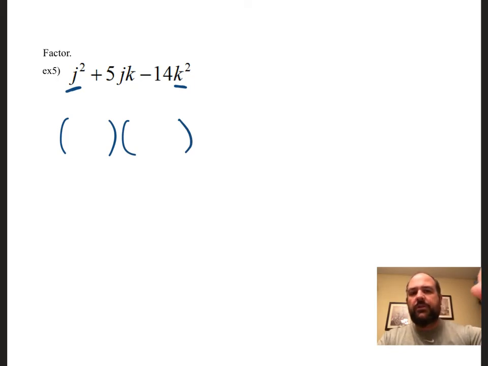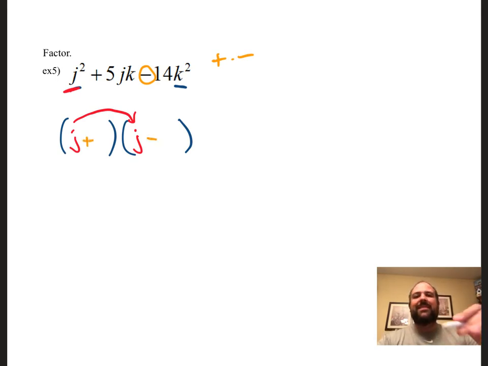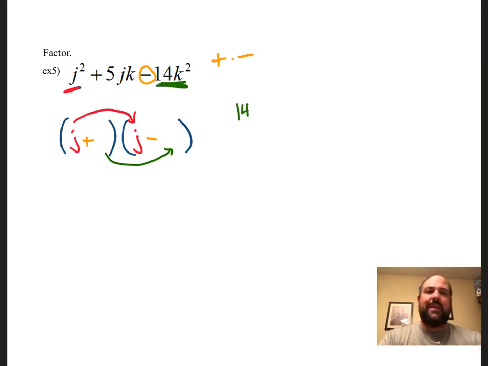We're going to force the first multiplication to give us the j squared, so we're going to use j times j. Next, we force the signs. I look at the sign of the last term. It's a minus, and the only way you get that is a plus times a minus, so we're going to put a positive and a negative sign. The last multiplication is also forced. We want it to give us 14k squared, so we look at our possible factors.